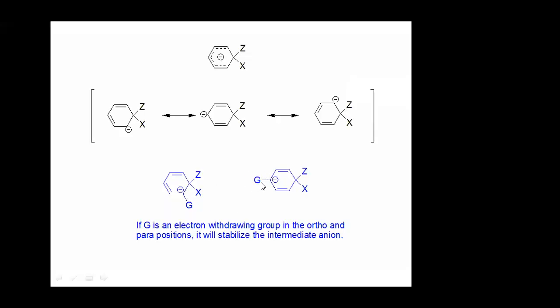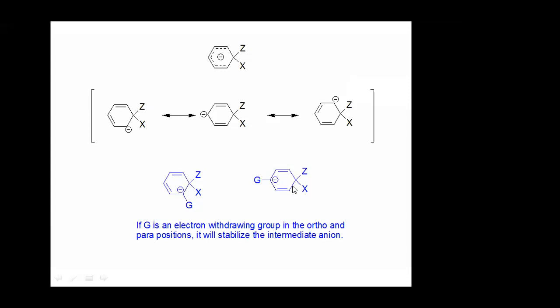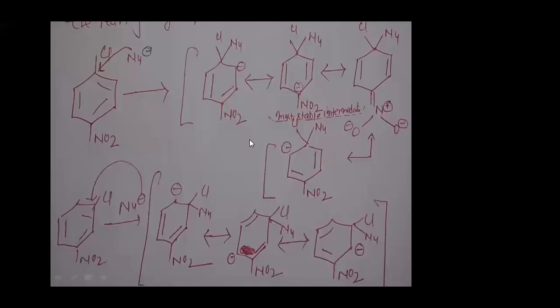So you can see, I already told you, if the electron withdrawing group exists at the two ortho and one para position, then it gives stability to our intermediate, right? And when it gives stability to our intermediate, it means that is the slow step, right? And it means we require an electron withdrawing group for the nucleophilic aromatic substitution reaction, right? So this is the point which we had already discussed in our previous class.